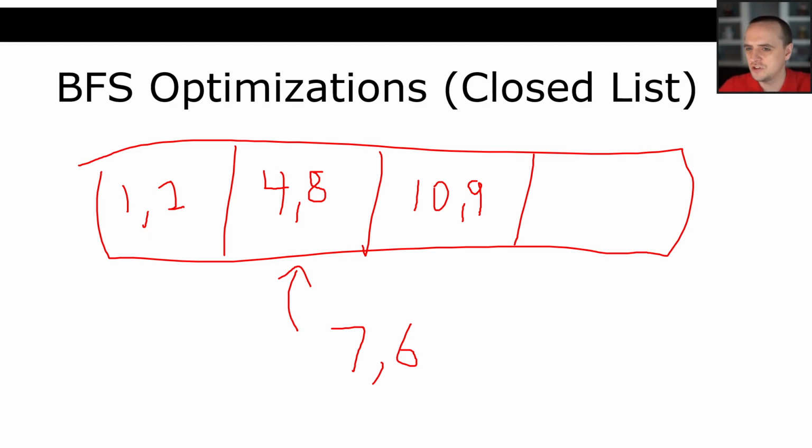So yeah, you could use the vector built-in contains or standard find or whatever, right? So you could go, is 1, 2 equal to 7, 6? No. Go to the next one. Is 4, 8 equal to 7, 6? No. Go to the next one. Is 10, 9? Linear time operations suck, okay? And we want to avoid them at all costs.